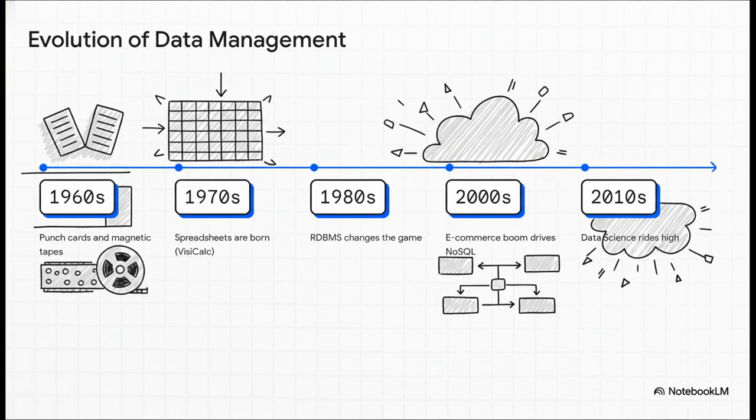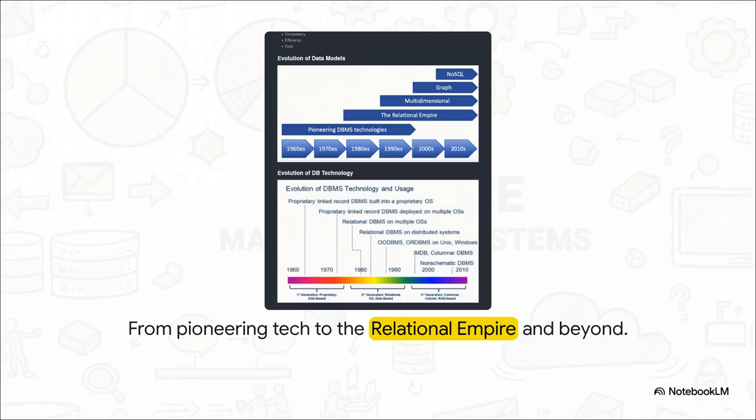But look at what happens in the 2000s. The boom in e-commerce and social media created a kind of messy, unstructured data at a scale no one had ever seen before. And that directly led to the rise of NoSQL databases, which were built for flexibility and that kind of insane scale. This chart really drives that point home. It's tracking the different data models over time. You see that big chunk in the middle, the relational empire? For decades, that was the standard. But then new models, like NoSQL and graph databases, started to pop up to handle all these different kinds of new data challenges. The technology just keeps adapting.